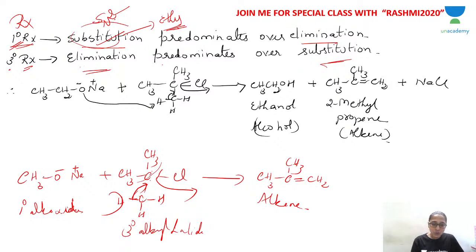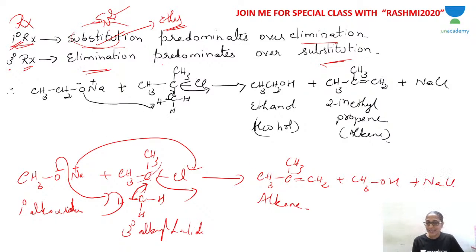So what happens to your alkoxide? O minus will take up H plus, giving you CH3OH. Sodium and the Cl, the leaving group, form NaCl. So you get an alkene, an alcohol and a salt. This is the product you get. You don't get a substitution reaction. You get two products because elimination predominates. So this is what happens if you take a tertiary alkyl halide.